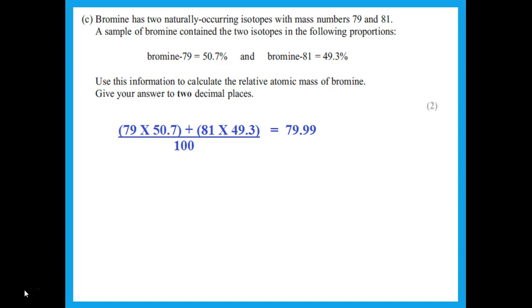Now, is this my final answer? Well, let's see. It says you should give your answer to what? To 2 decimal places. So this is your answer.